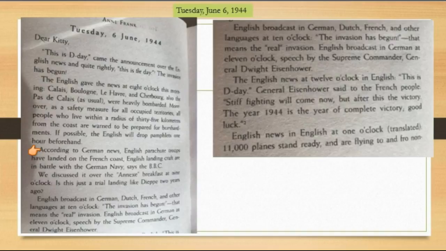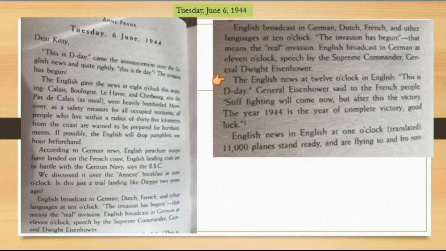According to German news, English parachute troops have landed on the French coast. English landing craft are in battle with the German Navy, says the BBC. We discussed it over the annexed breakfast at 9 o'clock. Is this just a trial landing like Dieppe 2 years ago? English broadcast in German, Dutch, French, and other languages at 10 o'clock: the invasion has begun. That means the real invasion. The English broadcast in German at 11 o'clock, speech by Supreme Commander General Dwight Eisenhower. The English news at 12 o'clock in English.